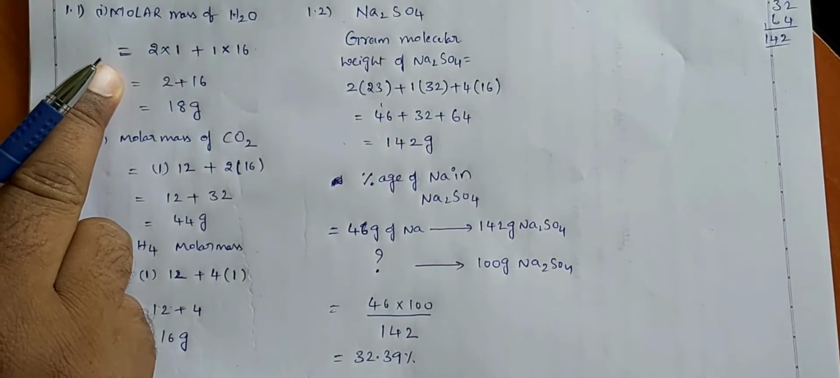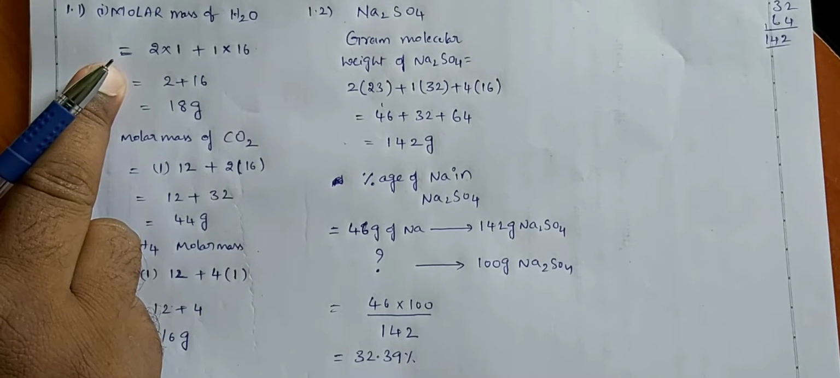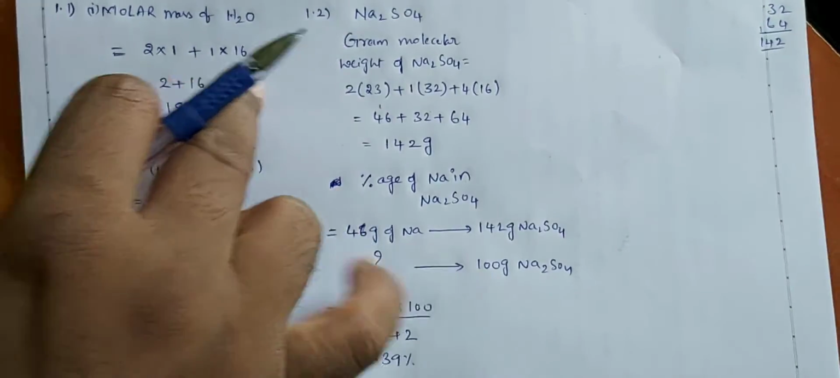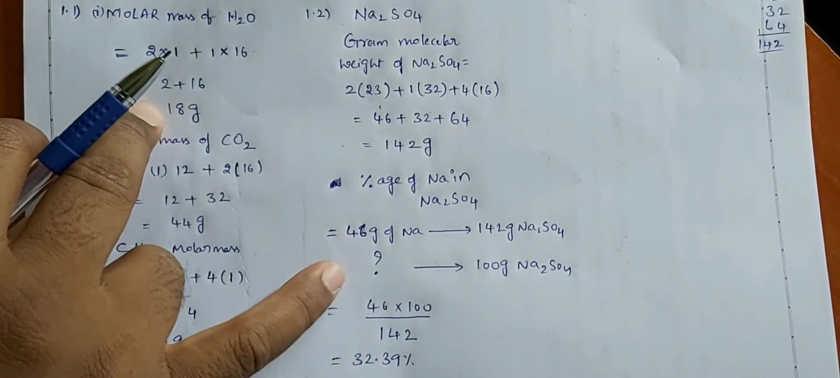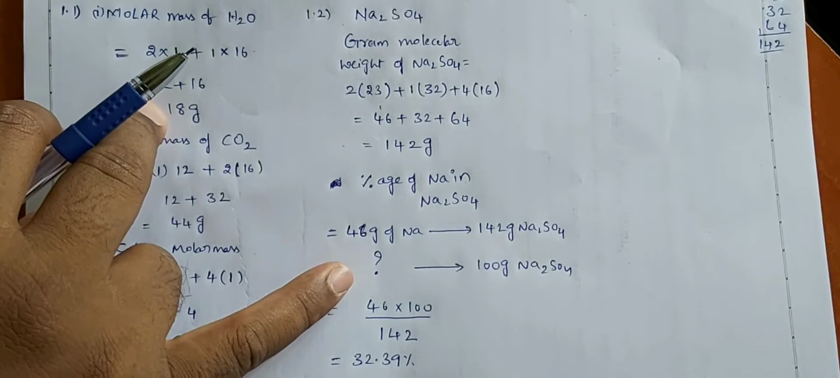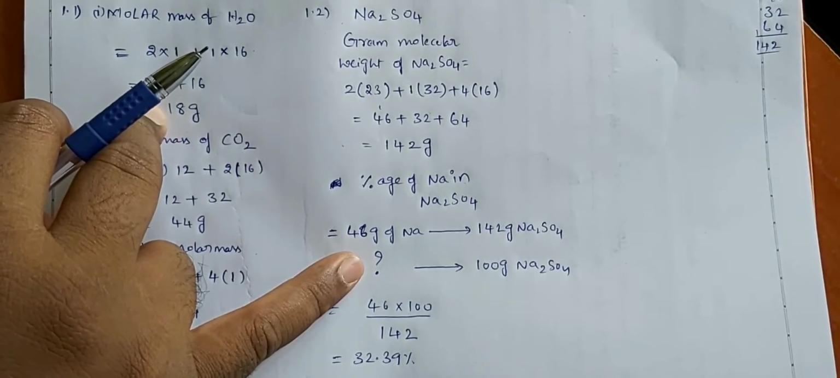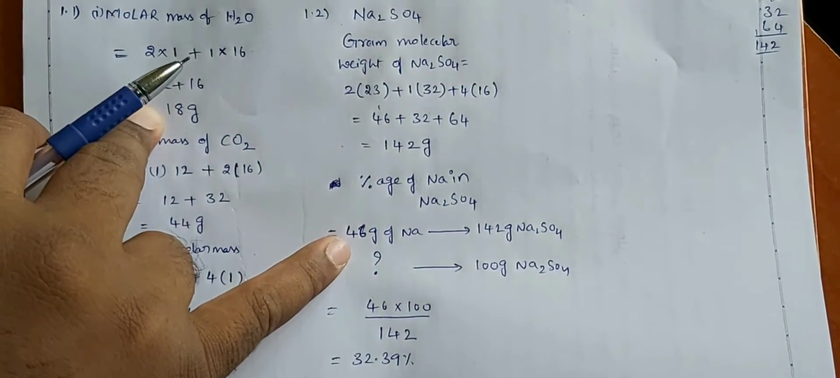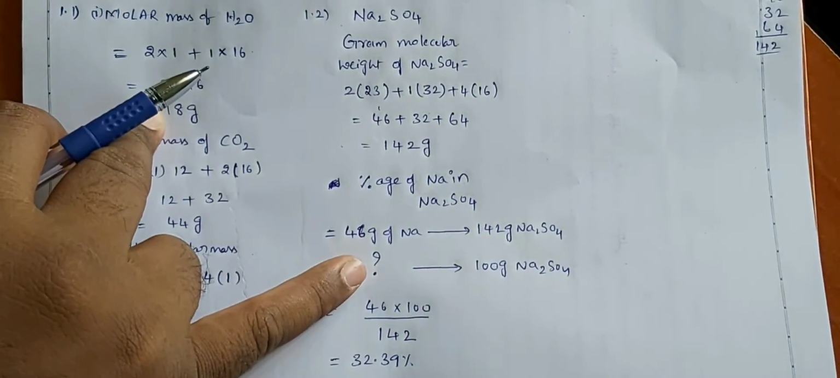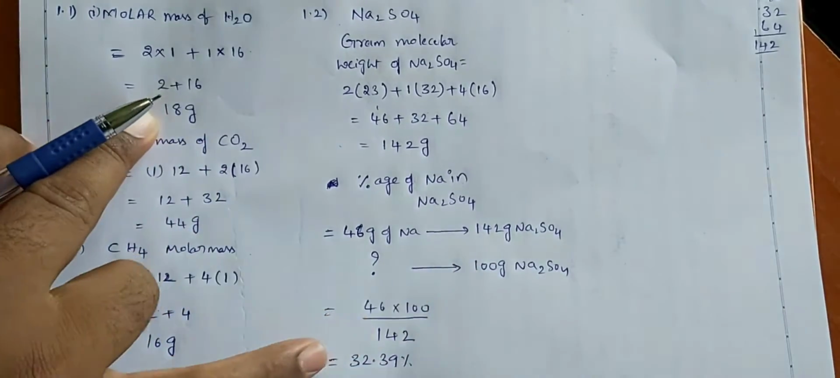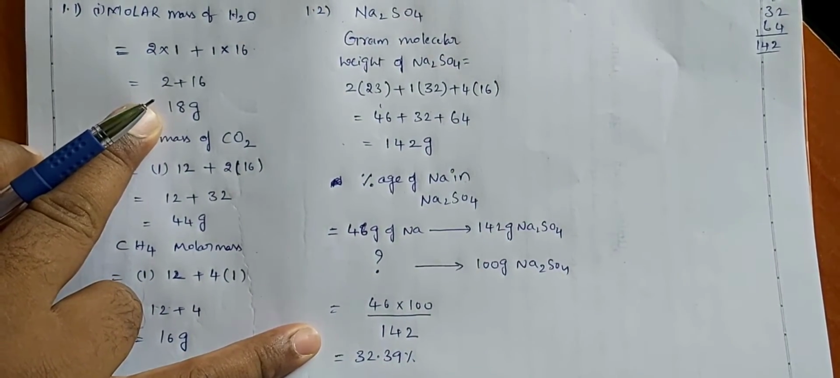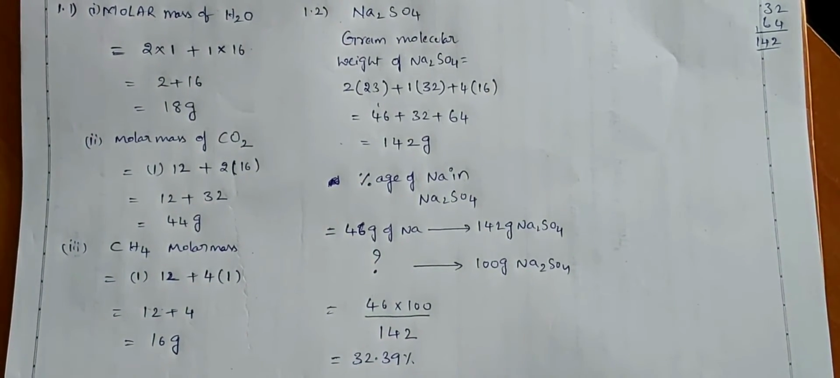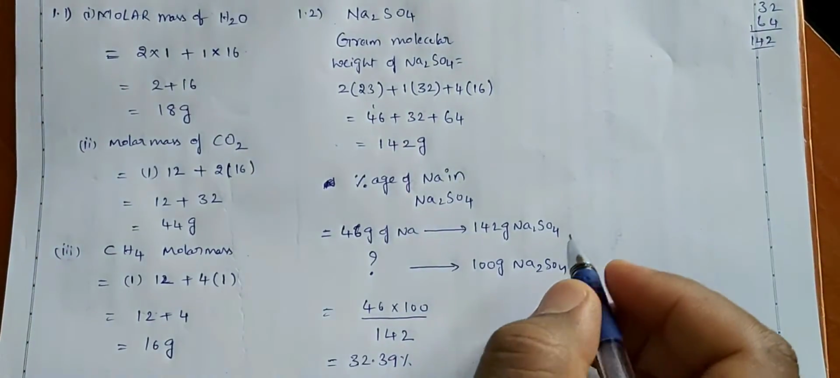How to calculate that one? Amount of sodium present in 100 grams of Na2SO4 can be found from gram molecular weight. In 142 grams of Na2SO4, 46 grams of sodium is present. Then how much amount of sodium is present in 100 grams of Na2SO4? That is 32.39 grams. That is nothing but percentage, 32.39%.